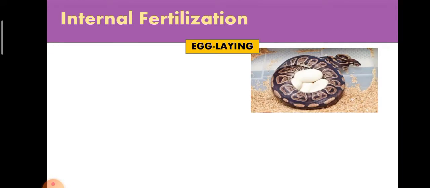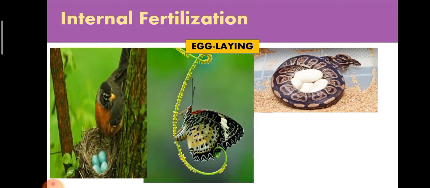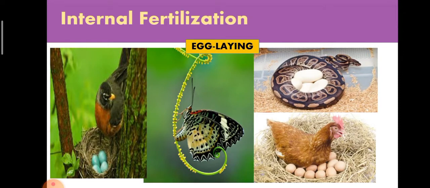These are the egg-laying animals. We have the snake, birds, butterflies, and chicken. Uulitin ko ha, born alive or egg-laying animals are examples of internal fertilization.